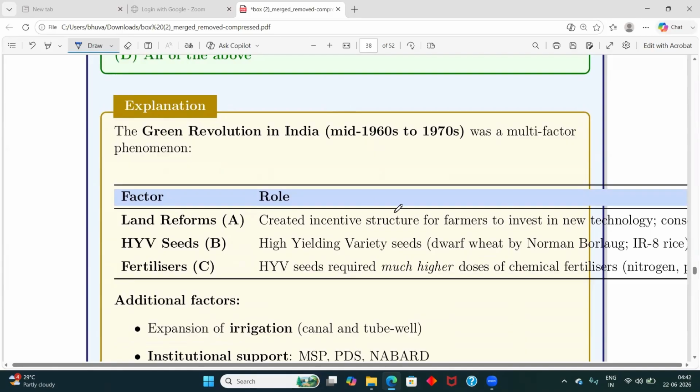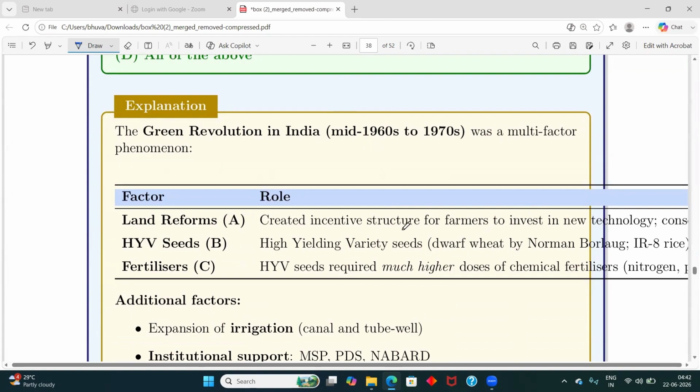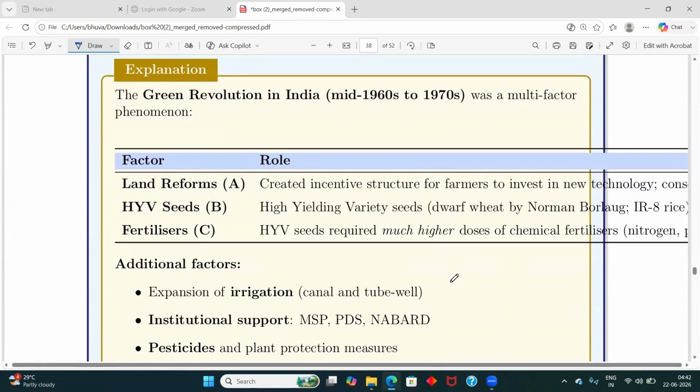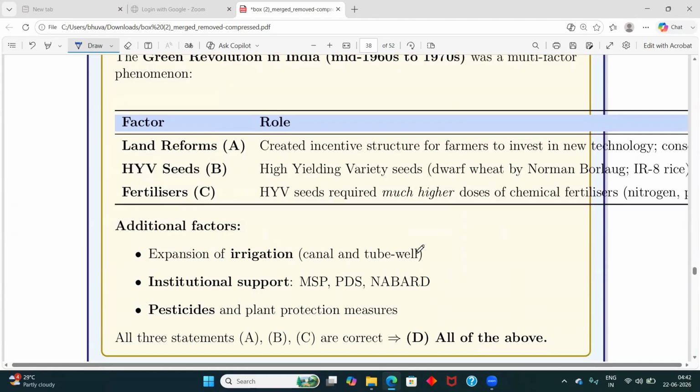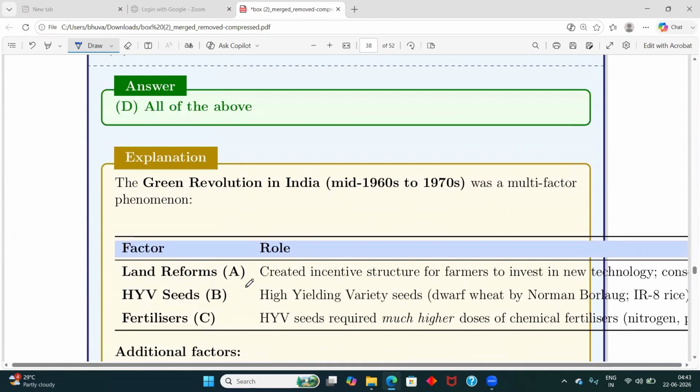Land reform created an incentive structure for farmers to invest in new technology. HYV seeds, high yielding variety seeds, developed by Norman Borlaug, IR8 rice. Fertilizer: high yielding variety seeds required a much higher dose of chemical fertilizer, nitrogen, phosphorus, and potash. Additional factors: expansion of irrigation, canals and tube wells, institutional support by MSP, PDS and NABARD, pesticides and plant protection measures. So all three statements are true.